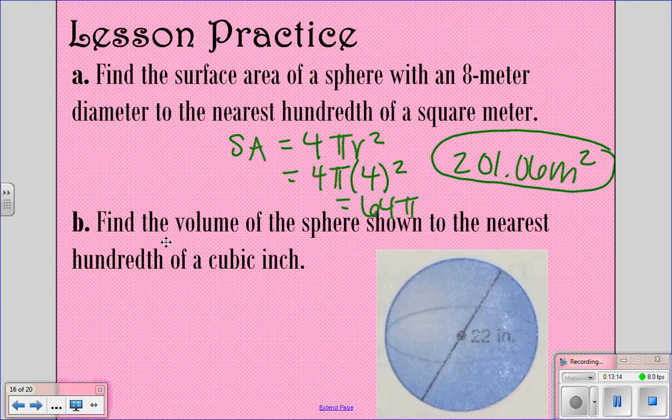Looking at the next one, the volume formula is 4/3 pi r cubed. Our diameter they gave us is 22. The reason we know it's a diameter, they drew in the whole thing. So our radius is going to be 11. So we're going to do 11 cubed.